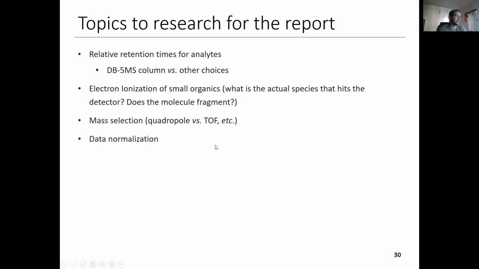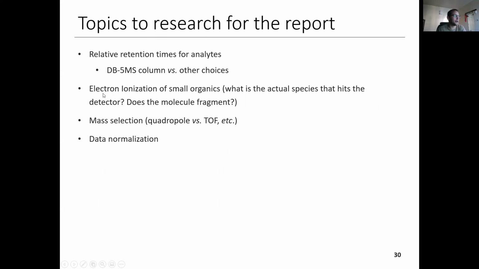Here's a couple of points. I can add more to this later, but these are things that you should research and include when you're talking about the background for your report. You want to address why we see the mass spectra we do. So like that point about the MTBE showing a peak at 73 versus 88, talk about why that is.